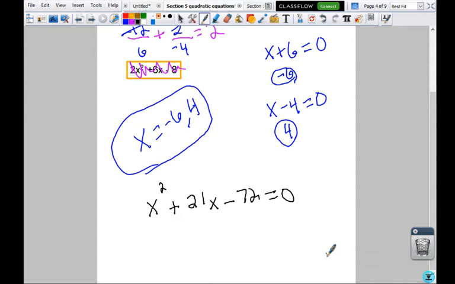So, you need to factor it, and then you need to find your two solutions.